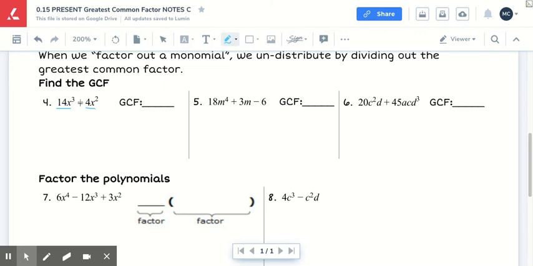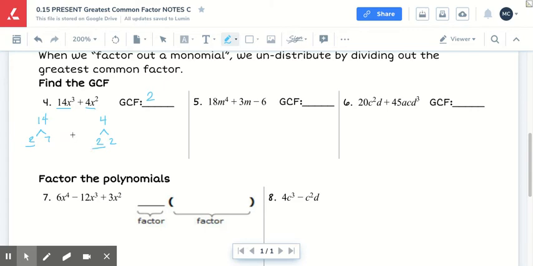So for 14x cubed, I'm going to start with the 14, and we're going to use what we did on Friday. So I'm going to break 14 down into its prime factors. It's 2 and 7. And for the 4, I'm going to break that down into its prime factors also. And then however many they have in common, that's what we would include as part of our greatest common factor. So 14 and 4 both have 1 2 in common. I can't use the other 2 because 14 doesn't have 2 2s as prime factors. So I'm going to go ahead and write down a 2.